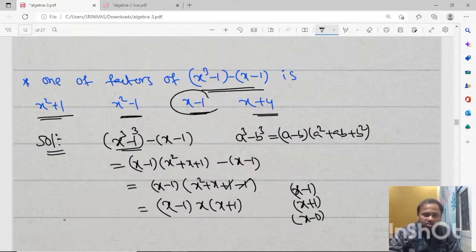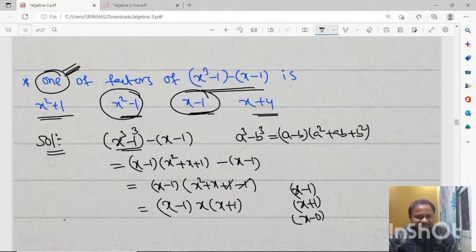So, among these, the option is x minus 1, not B, x square minus 1, one of the factors. Okay, next. Here x square minus 1 means two factors we will have. If x square minus 1 is the factor, one of the factors I said. Here two factors we have. Here one factor.